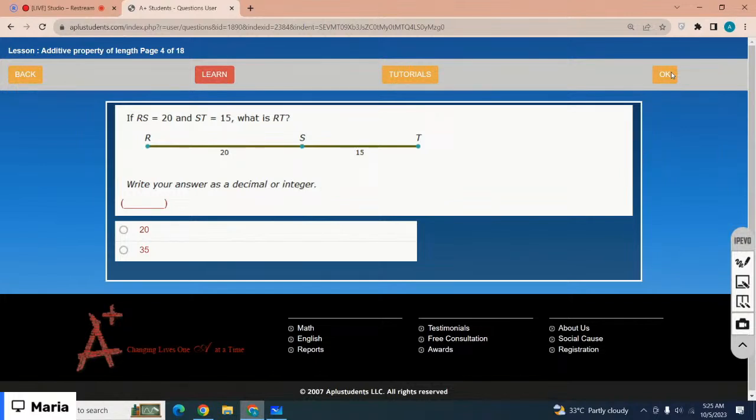Okay, if RS equals 20 and ST equals 15, what is RT? The correct option is, yes, you need to add them. That would be 35, right?